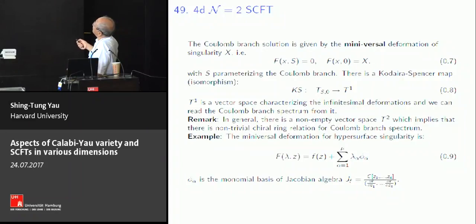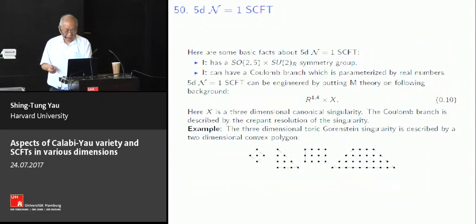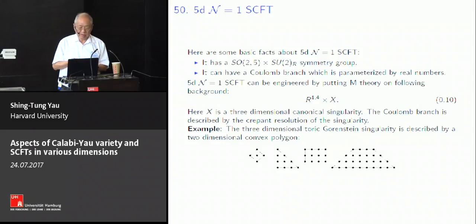And so there's also a Kodaira-Spencer map characterizing infinitesimal deformation, and we can read the Coulomb branch spectrum from it. So the mini-versal deformation for a hypersurface singularity has this type, where f is the original hypersurface, and you deform it by using this Jacobian algebra. So these are the gradient of the f. Well, it has several. When you go to 5D, and you have, let's skip 5D.